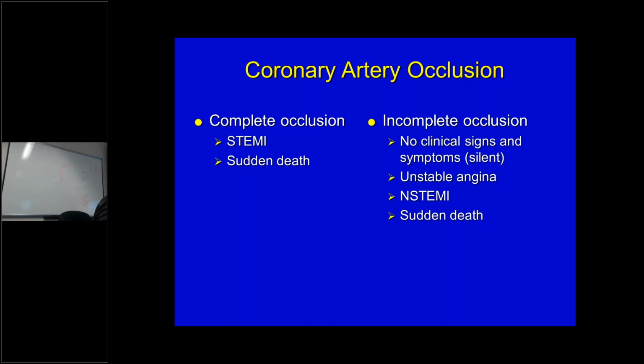All right, so your complete occlusions, those are your STEMIs and sudden deaths, right? Incomplete occlusions, those are your silent heart attacks, unstable angina, and STEMI. They can also cause sudden death. What is an unstable angina? Not getting anything, you're arrested. So, yeah, it's a change in angina, right?